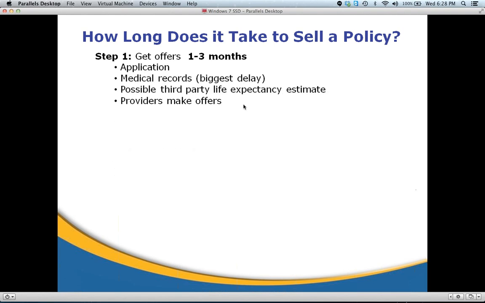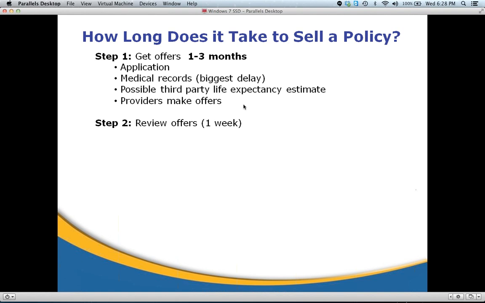So how long does it take to sell a policy? The first step is you've got to get offers. You're going to have to fill out an application, which is fairly simple. The company is going to request medical records, which is typically the biggest delay, getting the doctors to release those records. Then there's a possible third-party life expectancy estimate, which is going to be a big part of providing that to the investors so they can determine what this is worth. And then the providers are going to make offers. This process can take anywhere from 1 to 3 months, just depending on a number of different factors, or possibly longer.